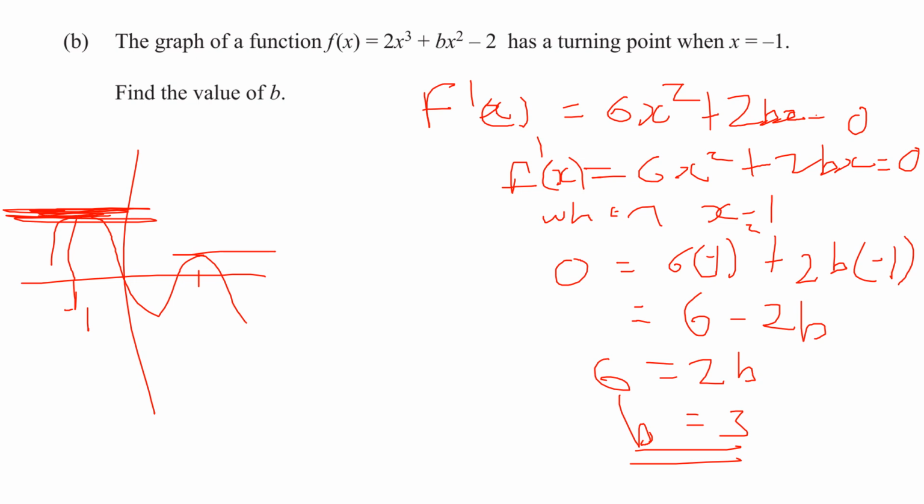But yeah, that's the gist of it. So b is equal to 3. And that's it. That's how you find the value of b. And I think number 2b is done. So let's move on. And I did that in 3 minutes.